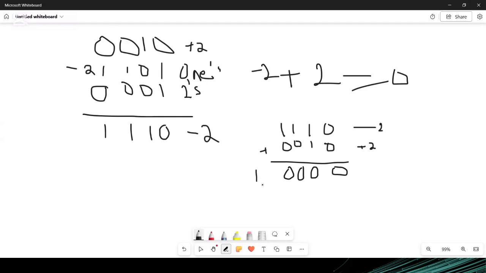Then we will now have something we call carry. We'll explain this in the next session. Now, this is called carry. So for now, we will ignore it. So this is 0. -2 + 2 is supposed to give us 0, and this is the correct answer.